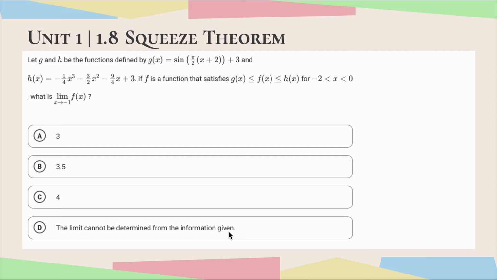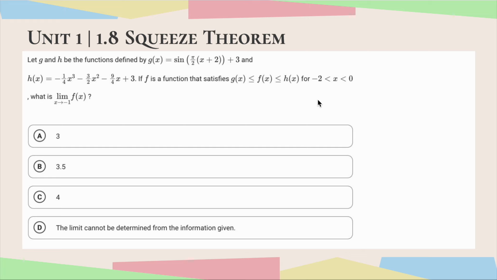So this question states, let g and h be the functions defined by g of x equals sine of pi over 2 times x plus 2, plus 3, and h of x equals -1 over 4 x cubed minus 3 over 2 x squared minus 9 over 4 x plus 3. If f is a function that satisfies g is less than f is less than h, again, this here is tipping me off that this is a squeeze theorem problem. For -2 is less than x is less than 0, what is the limit of f of x as x approaches -1?